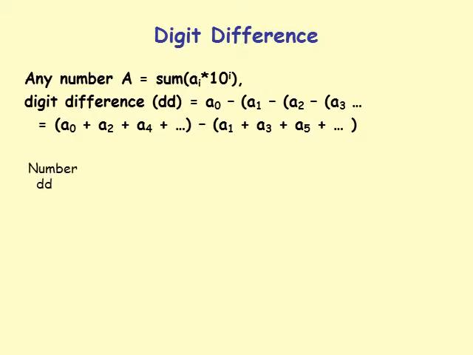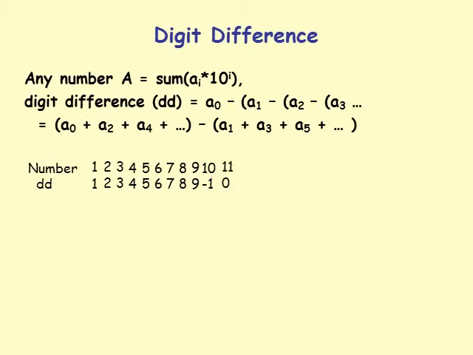Okay, let's continue here. Let's look at the number line again, starting from 1, and compute their digit difference using this equation. 1 is a single digit, nothing to subtract from, it's a 1. 2 is 2. 3, 4, 5, 6, 7, 8, 9 are single digits. 10 has two digits: A0 is 0 and A1 is 1. So we get A0 minus A1, and the digit difference is minus 1.